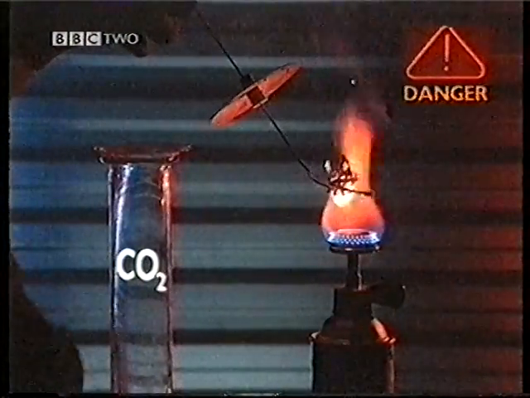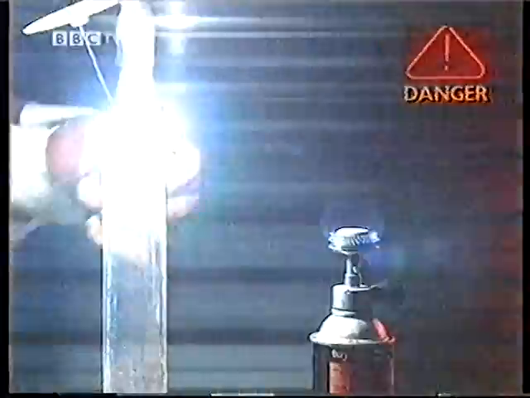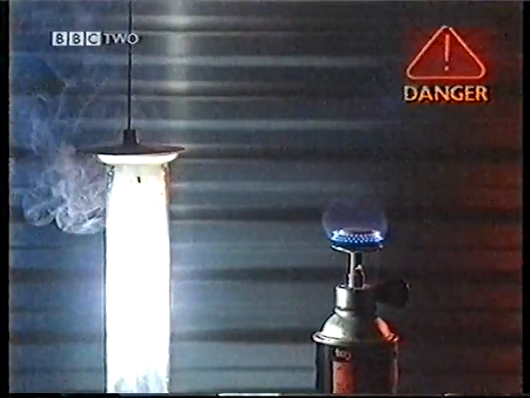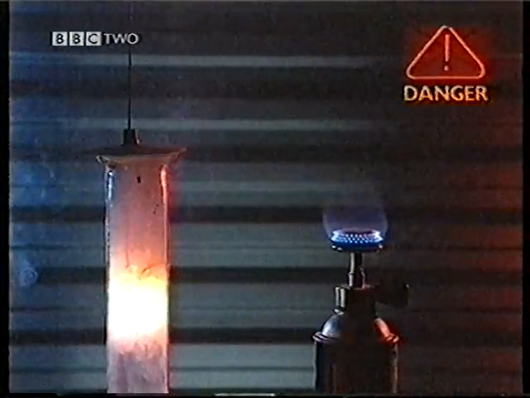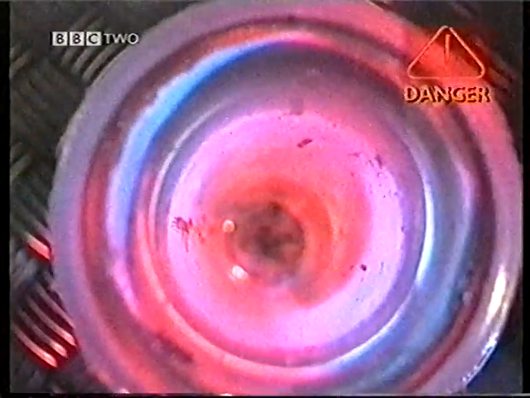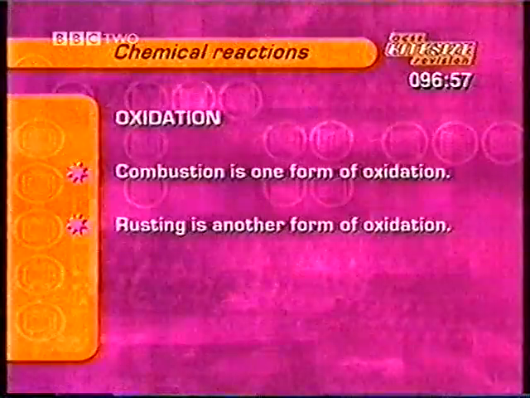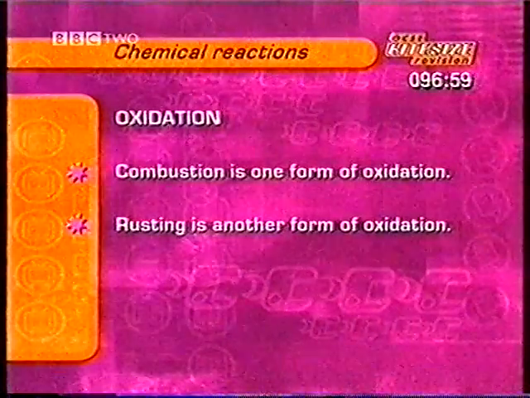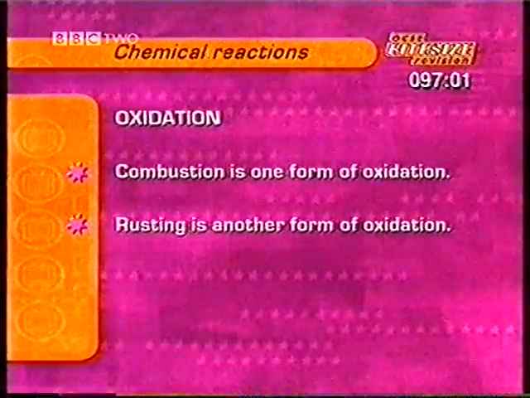Reactive metals like magnesium can even burn in carbon dioxide, a gas which normally puts out fires. The magnesium combines with oxygen in carbon dioxide, coating the jar with magnesium oxide powder. The black specks at the bottom are carbon. Combustion is one form of oxidation. Rusting is another form of oxidation.